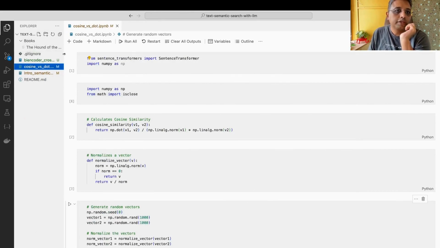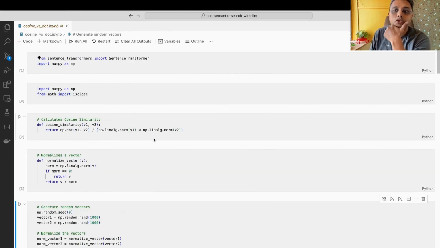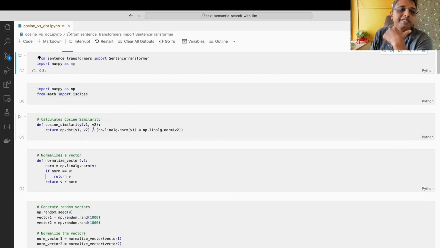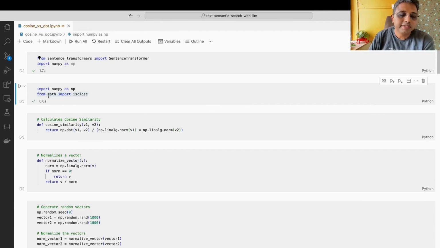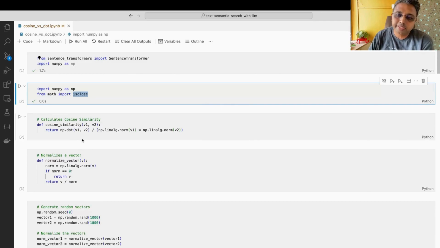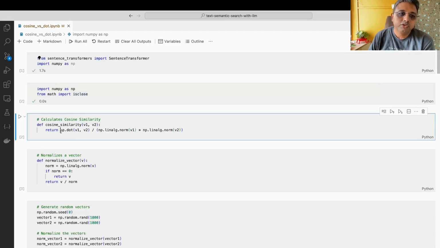Okay, so this is the code. As you see, I have imported standard packages. This is NumPy, and from math we are using isClose to measure the normal closeness of the vector as per the precision value, not in terms of angle. Here we are calculating cosine similarity. This is a dot product calculation, and then the individual vector norms, which we are multiplying and dividing by.